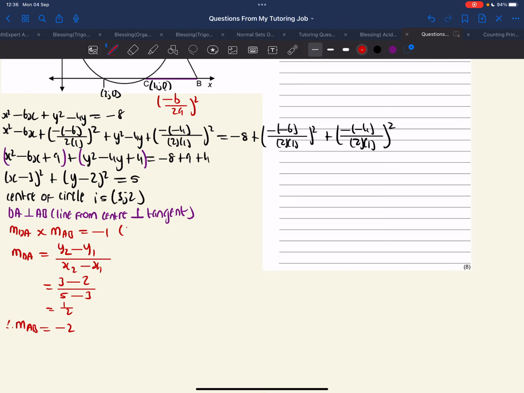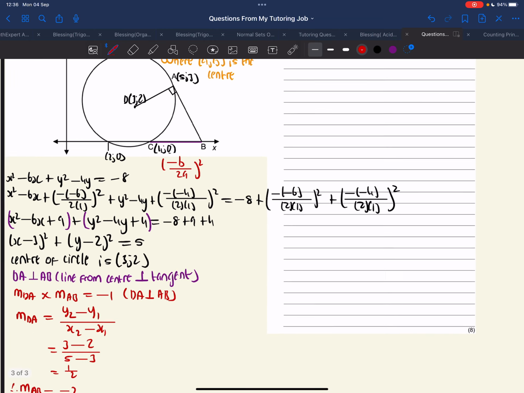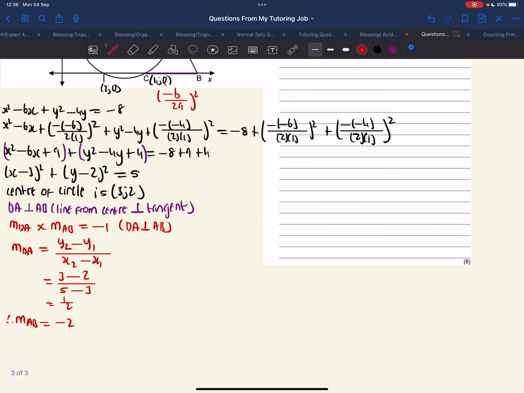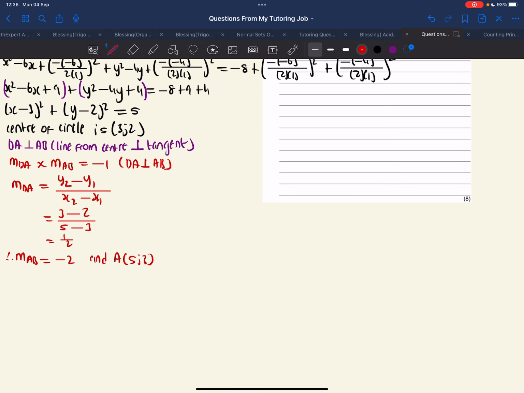Sorry, there I was supposed to say DA perpendicular to AB as a reason, right? Now I have that the gradient of AB is minus 2, and I also have that A is 5, 3. Now I can use the formula y minus y1 equals m times x minus x1. It's up to you whether to use this formula or another way where you solve for c and then have the general equation, but this one is going to give me the equation.